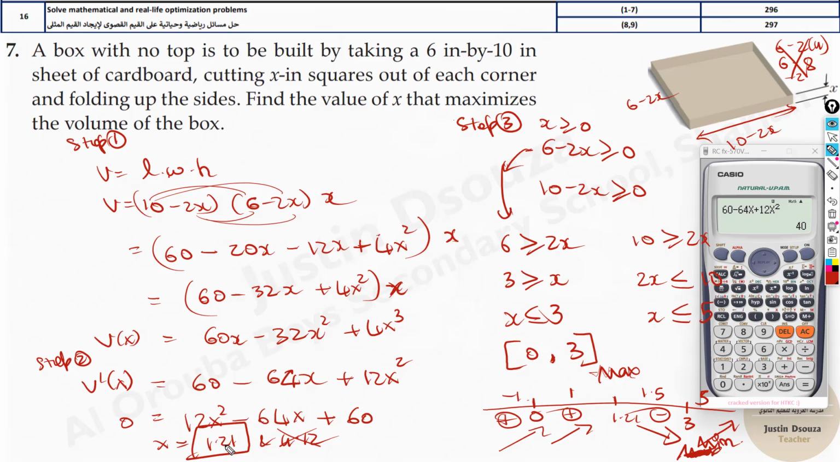So 1.21 was a critical number. If the x value is equal to 1.21, you will maximize the volume. This is the derivative of volume. So volume will be maximized when x is 1.21. The minimum will be at 3.